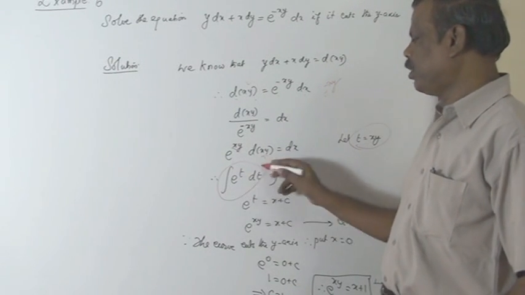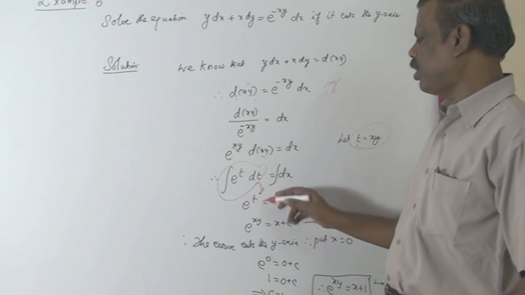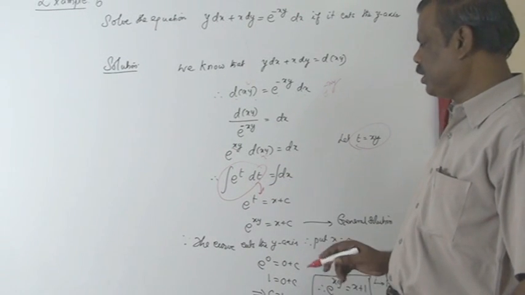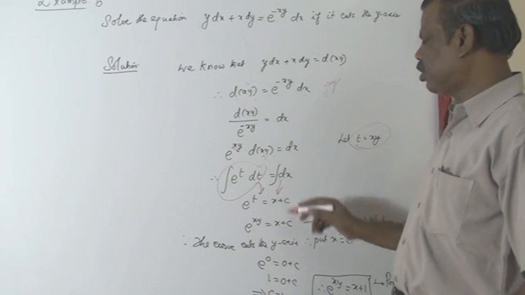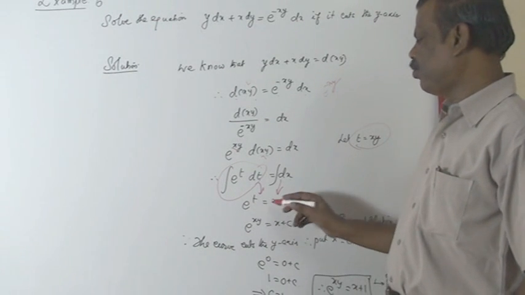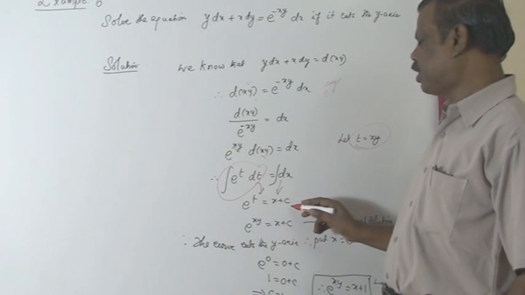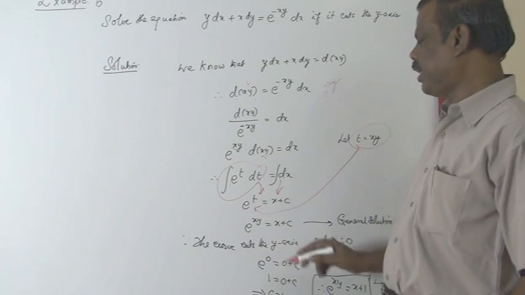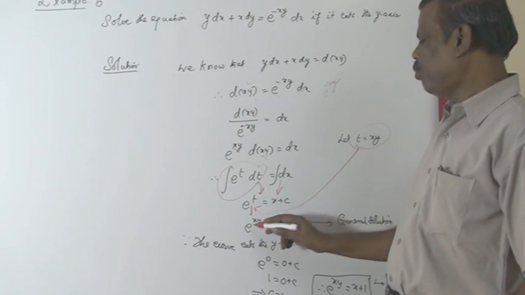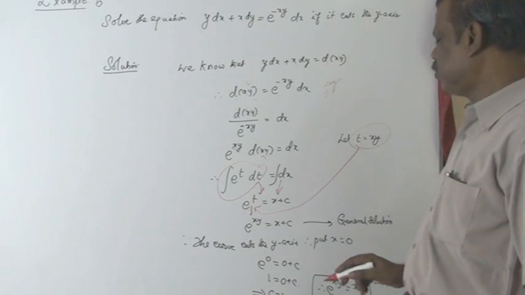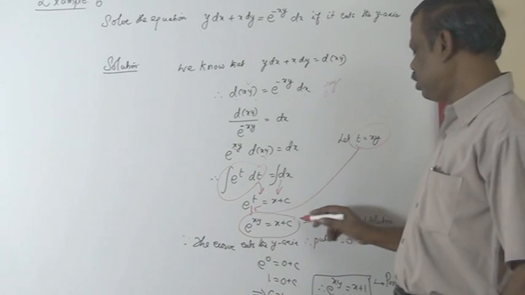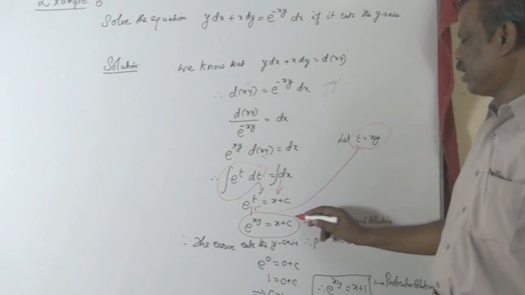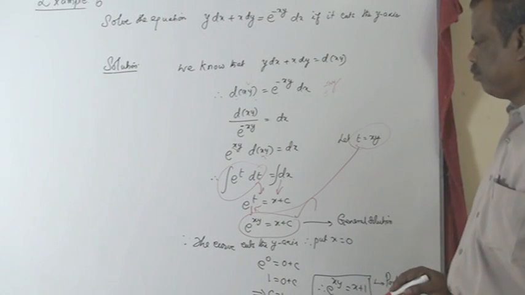Now this becomes a very simple integration, that is integral of e power t is what? E power t itself. Dx is what? X. Therefore e power t is equal to x plus c. Now replacing t is equal to xy here, therefore e power xy is equal to x plus c. Now this equation is called general solution because there is an unknown constant c here.